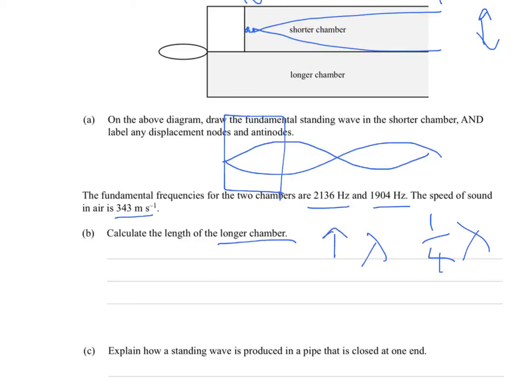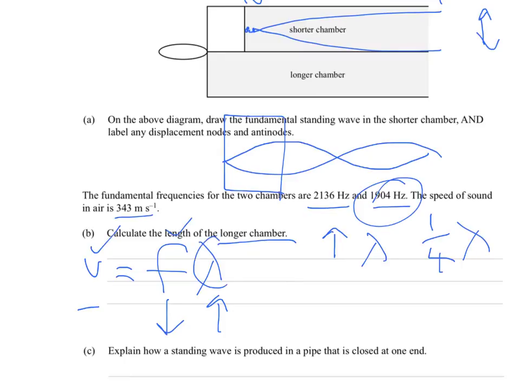As I said, the longer chamber has the higher wavelength. From the wave equation, v equals f lambda, the one with the higher wavelength, for the same speed of sound, will have the lower frequency. For the longer chamber, we're going to use that frequency there. So we know v, we know f, and we're going to calculate the wavelength. But that doesn't end there. We've got to calculate the length of the longer chamber, so we take the wavelength that we get and divide it by 4 to get the actual length of the chamber.